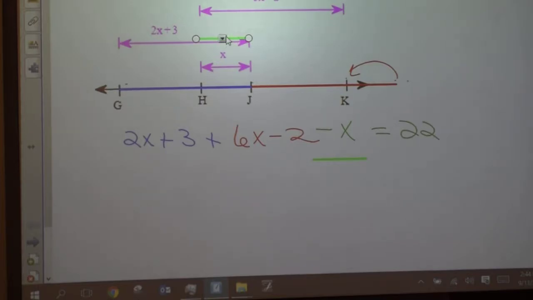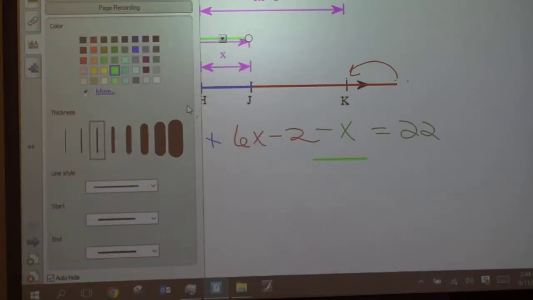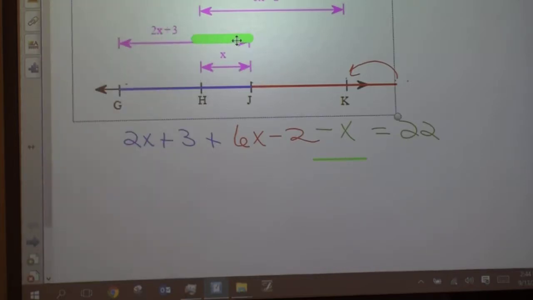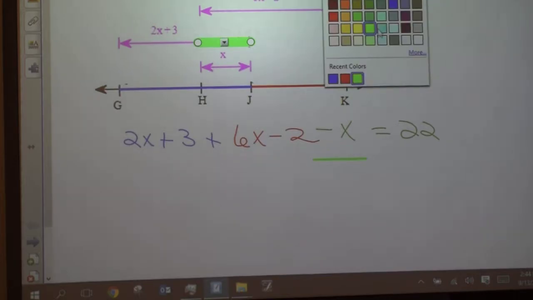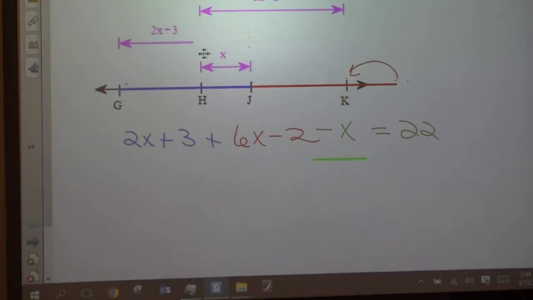For instance here, let's just do it this way. Let's make that a little bit bigger. So that green segment is that overlap. Would you agree with that? Well, let's say I make that green segment white, and that should allow me to get rid of it. And now you see that if I take this 2x plus 3 minus the x and attach that to 6x minus 2, that will get me all the way from G to K, right? No overlap? Okay. So I've got to remove that x.